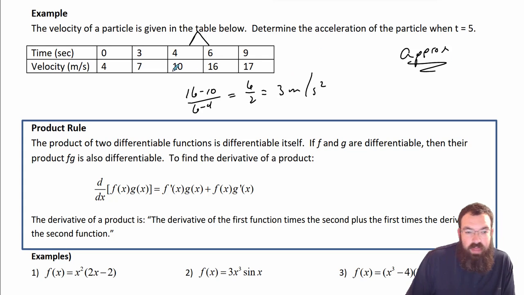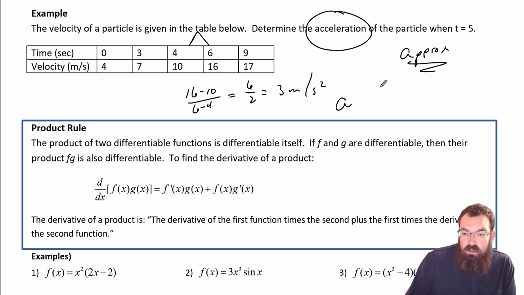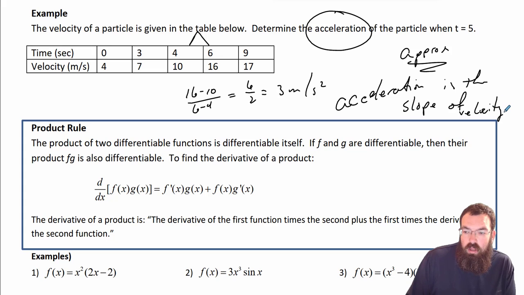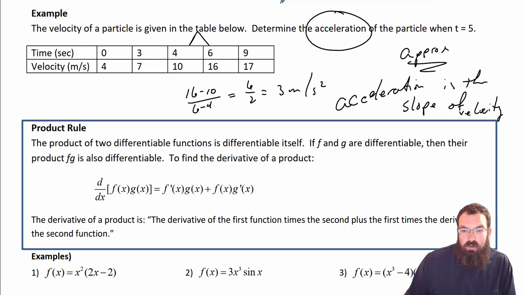So remember that acceleration, is it 2 L's, 1 L? Oh, it's only 1 L. It's 2 C's though. Is the slope of velocity. Okay, remember that. Again, we know that anyway, hopefully, but that's basically what we're doing there. Okay. What else? That was it, I believe.